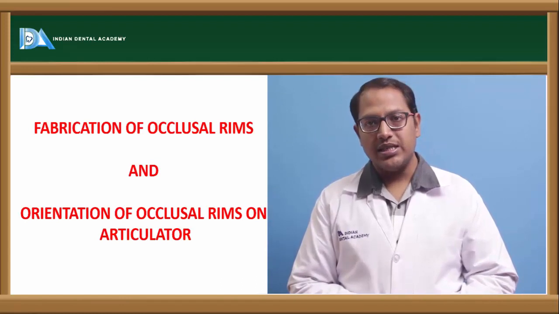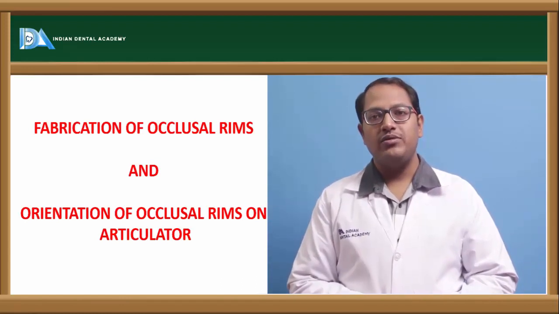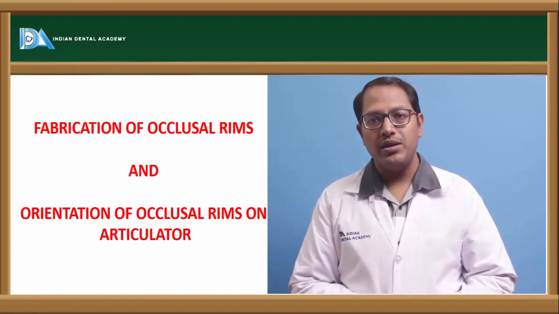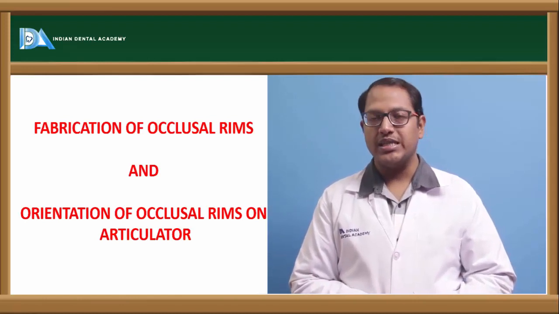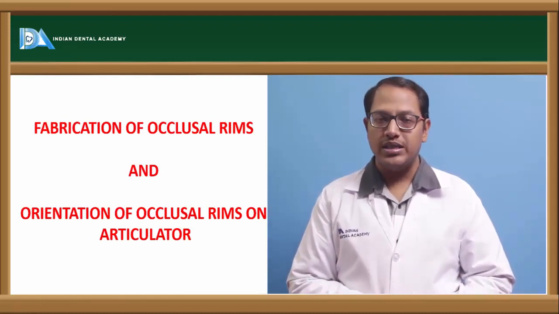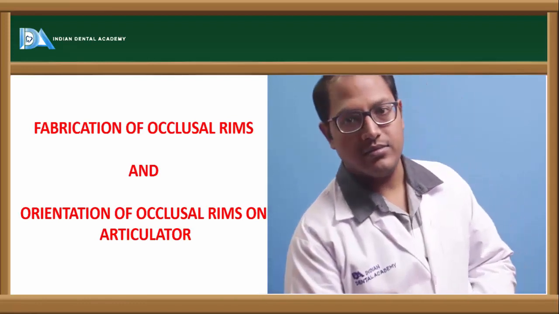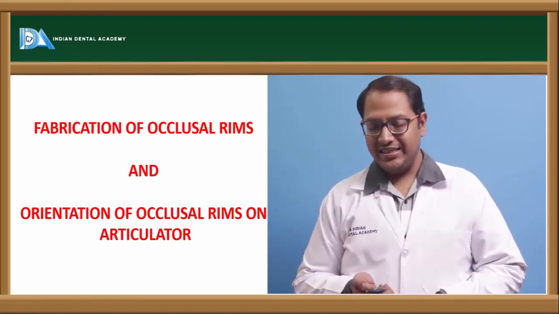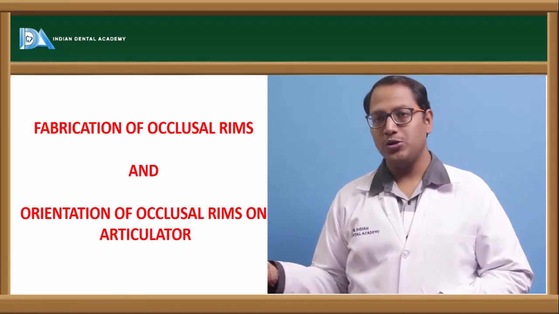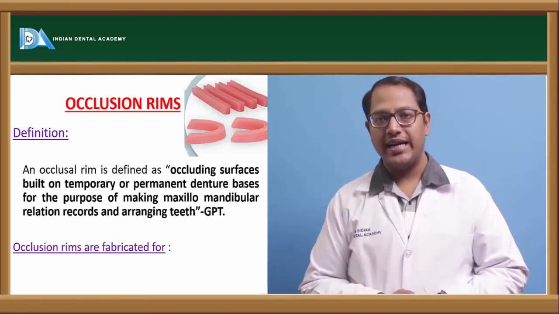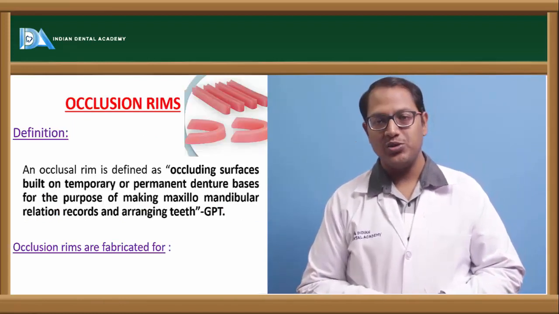Then once the master cast was ready, we will fabricate the occlusal rims on the particular master cast by putting a temporary or a permanent base plate. So now let's see the steps followed for occlusal rim. For that, let us know what exactly occlusal rim is.